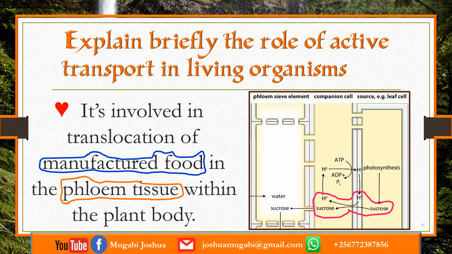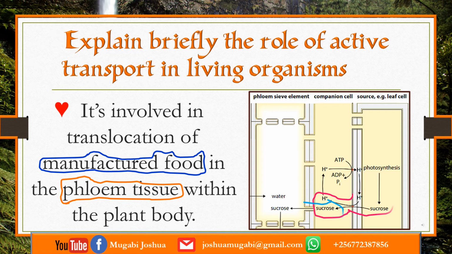So that means that now, as the hydrogen ions are coming from the cell wall, entering back into the cytoplasm of the companion cell, the transporter carrying the hydrogen ions is also transporting sucrose, which is coming from the source, or the leaf cell where photosynthesis is taking place. And very soon, we shall have a higher concentration of sucrose in the companion cell cytoplasm.